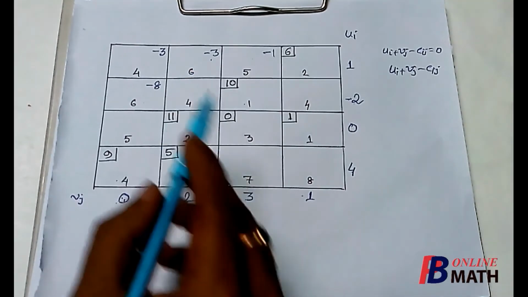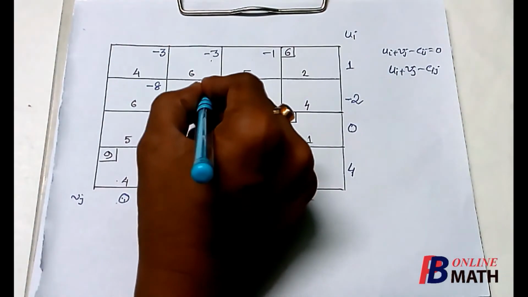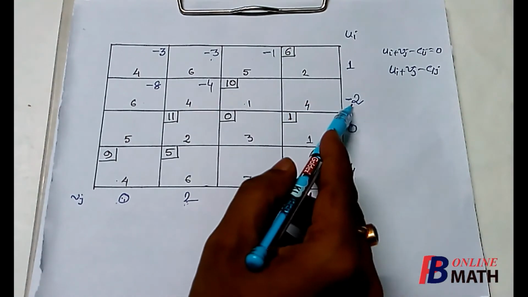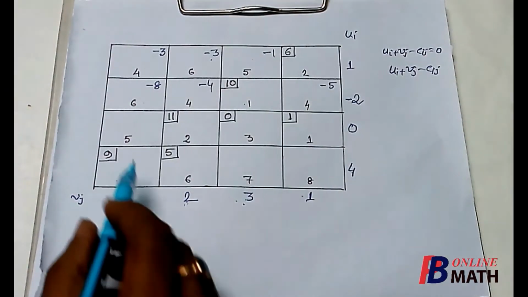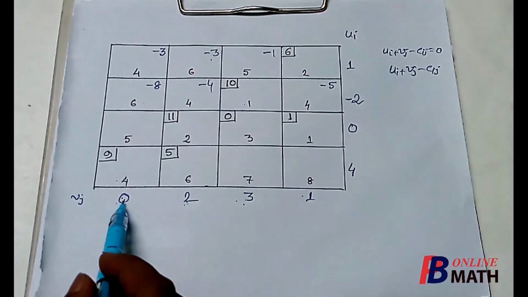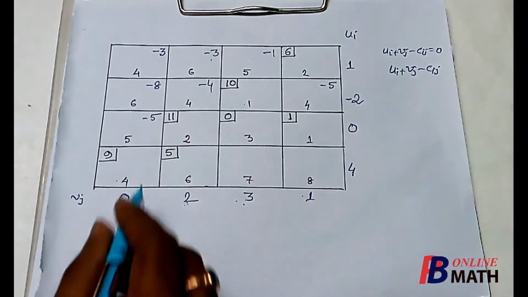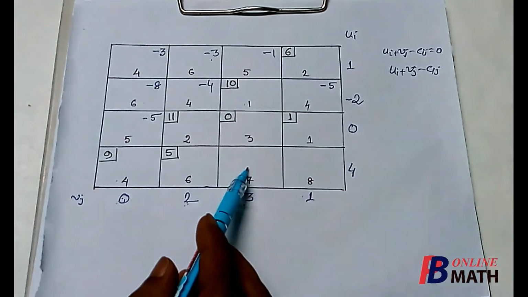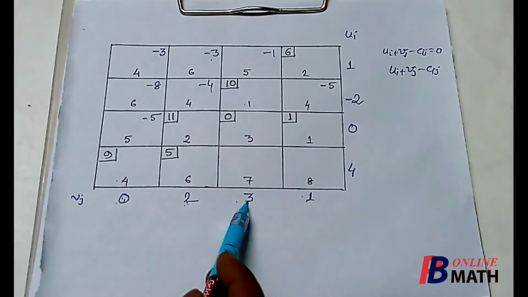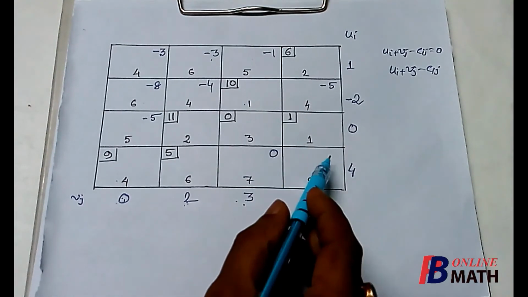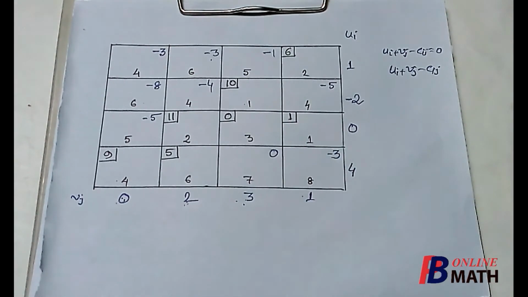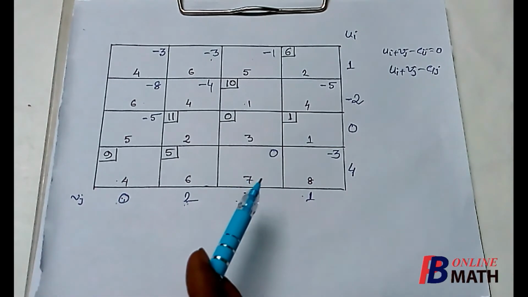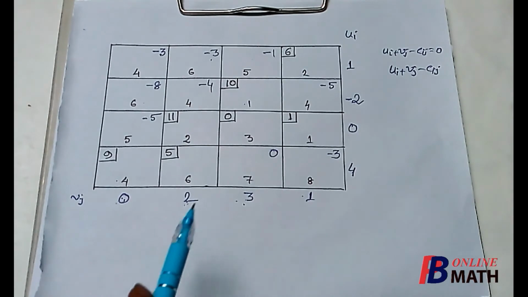For this non-basic cell, it is minus 4. For this non-basic cell, it is minus 5. For this non-basic cell, it is minus 5. For this non-basic cell, it is 0. And for this non-basic cell, it is minus 3. So here we have found that the values of the net evaluations are all non-positive for the non-basic cells. That means this solution is optimal.